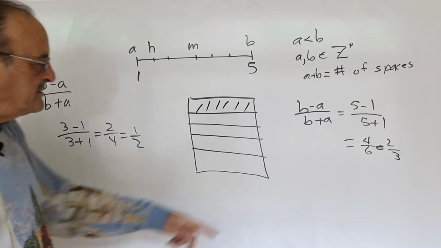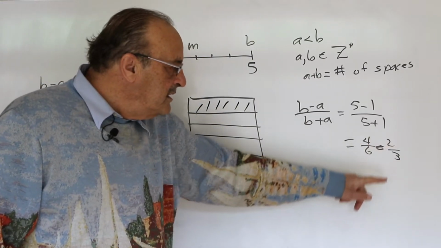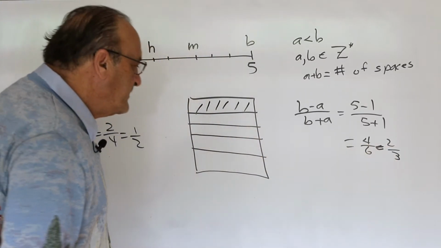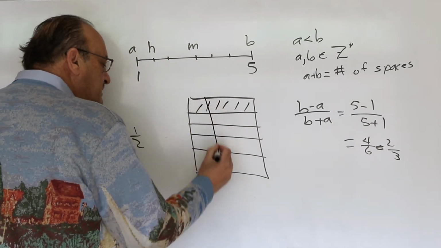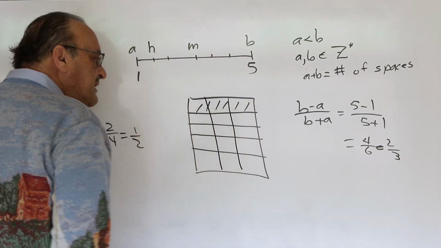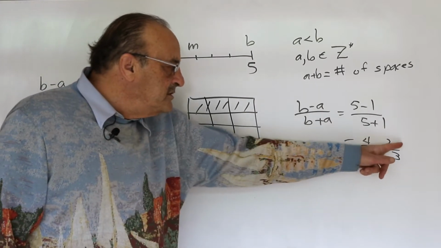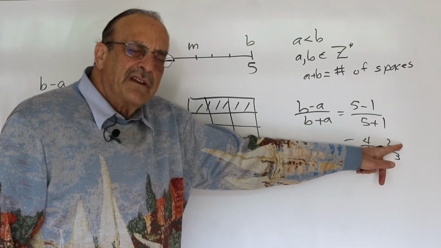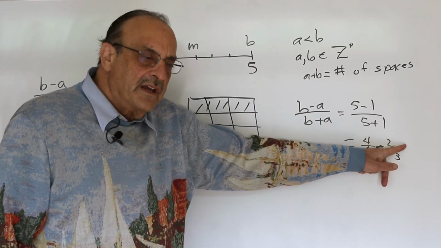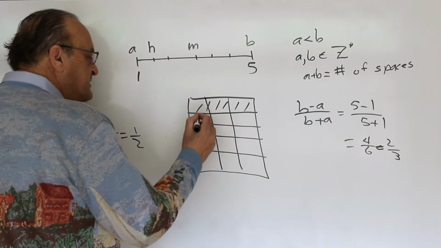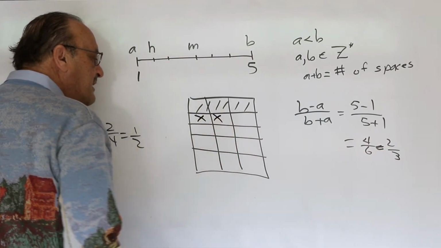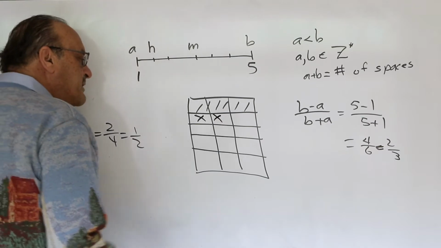Next, we look at this fraction, 2/3. The 3 tells you how many columns, so we need 2 vertical lines in the interior, and the 2 tells you how many letters in a row are the same. So we could go X and X, 2 letters the same in a row. And then we switch letters to O and O.